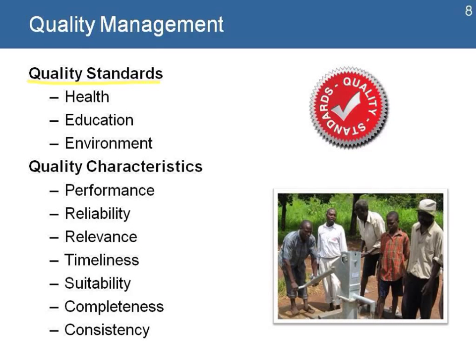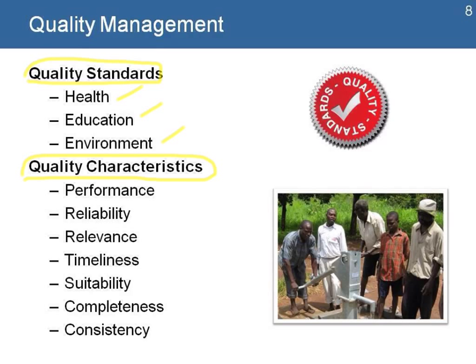Quality standards are many depending on the type of activity or the type of work that the project will do. There are many standards on health, education, environment, and depending on the nature of the project, there will always be a set of quality standards, and it will be important that the project manager and the team are aware of those, because they can use them as part of the description of the work that will go into the project. Then there are quality characteristics.